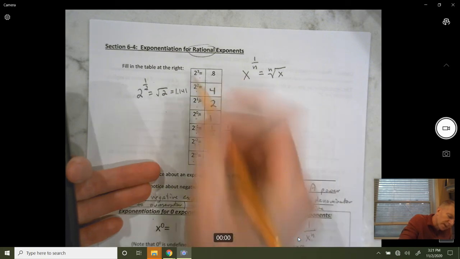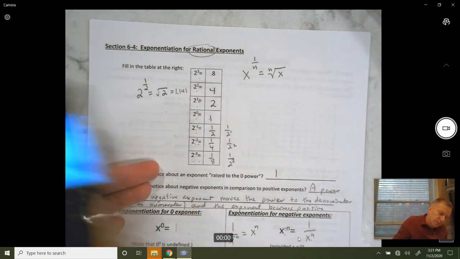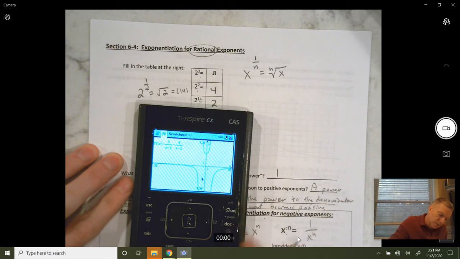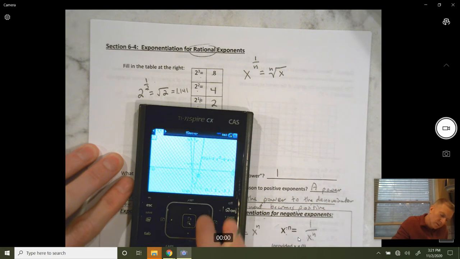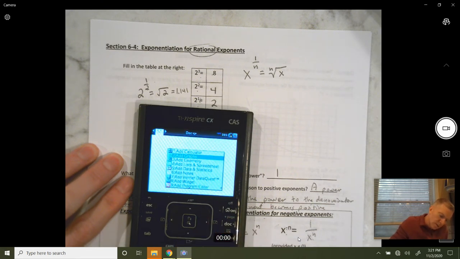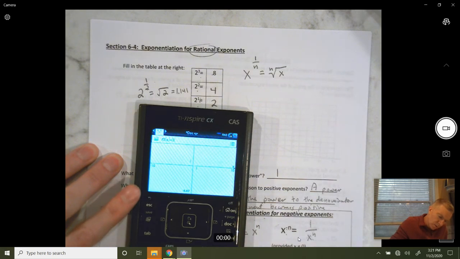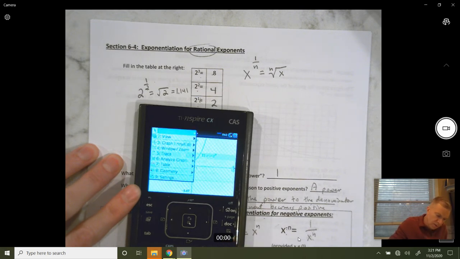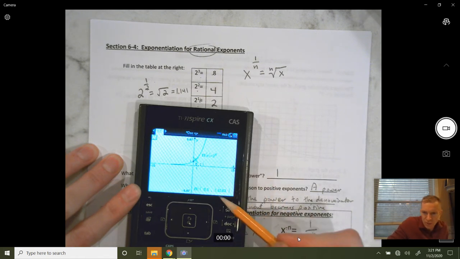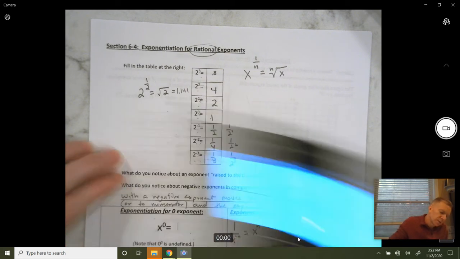And this is really a table. If we were to graph this, let's just do a new graph: 2 raised to the x. If we do a trace, menu 5, 1, we can see when x is 0, y is 1, when x is 1, y is 2. When x is 1/2 or 0.5, we're going to get 1.141. I don't know if you can see this very well, but you could do this on your own calculator. You can see that that works.